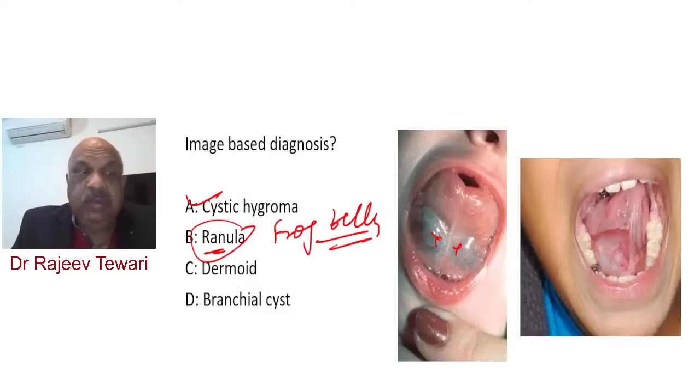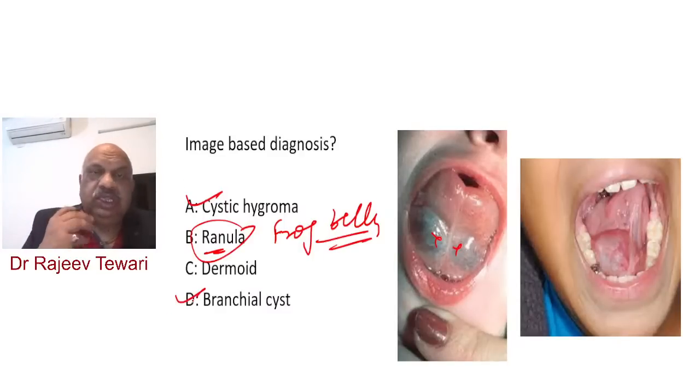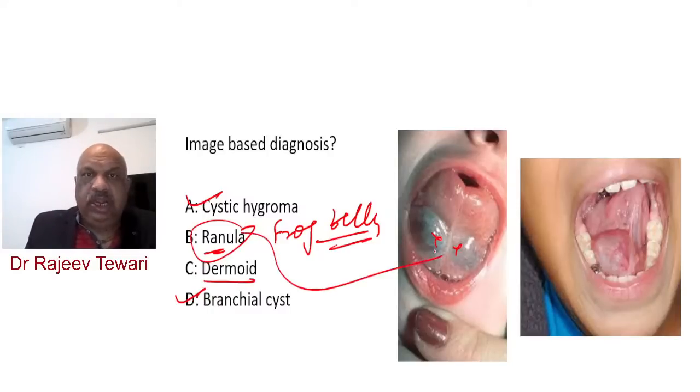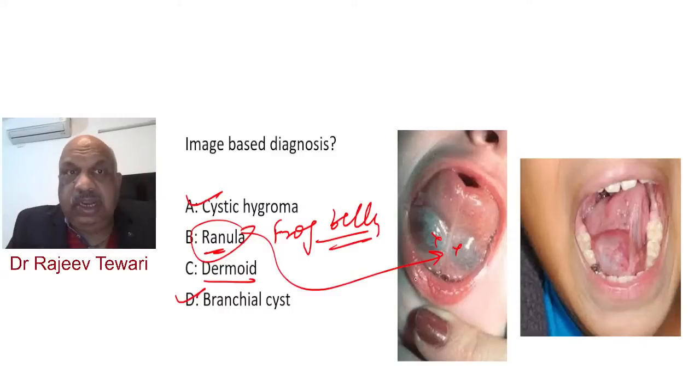It can be big enough, but obviously the more prominent swelling will be in the neck. As well, branchial cyst is at the anterior border of sternocleidomastoid, while cystic hygroma is in the posterior triangle. Dermoid, of course, it's not a dermoid. So the right answer is Ranula. And there was a question in grand test. I kept deliberately a photo of Ranula, and how to differentiate it from torus mandibularis I also told you there.